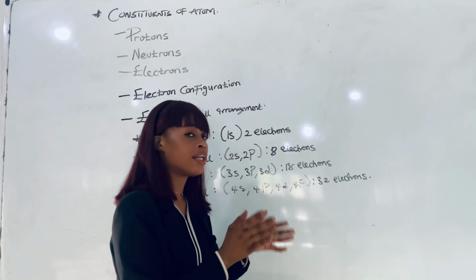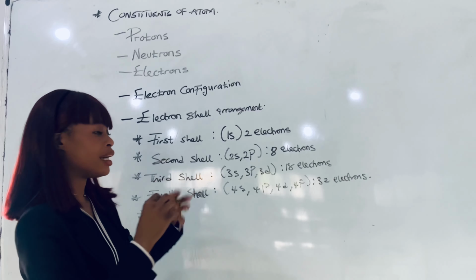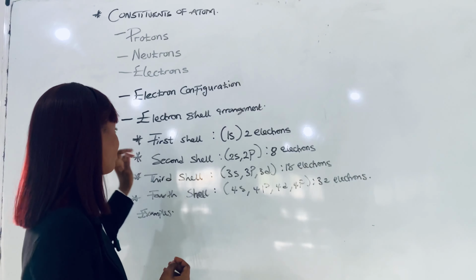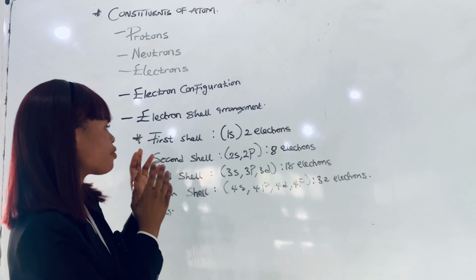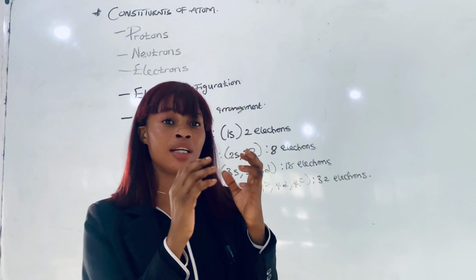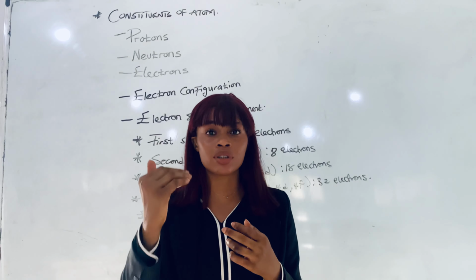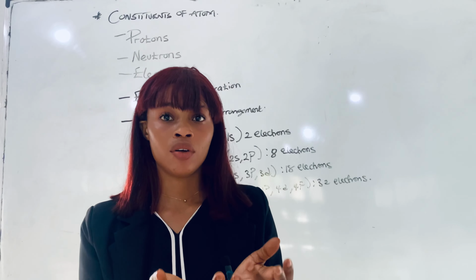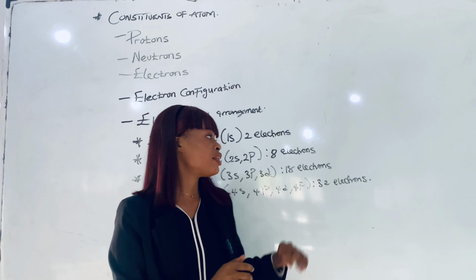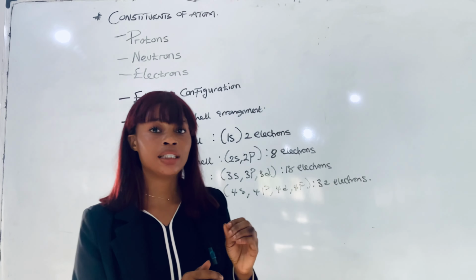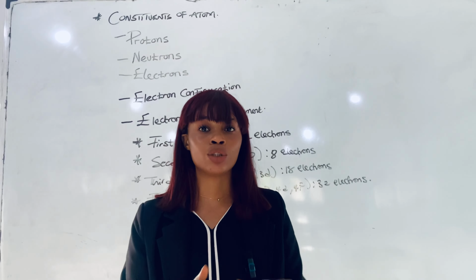In the arrangement of electrons around the nucleus of an atom, we're going to explain how electrons are actually arranged. We have the first shell, the second shell, the third shell, the fourth shell. In the first shell, what you need to understand is that it can only accommodate a maximum of 2 electrons. Maximum means the most amount of electrons that can be in that shell. Your second shell can only accommodate a maximum of 8 electrons, meaning that after 8 electrons, that shell is occupied.